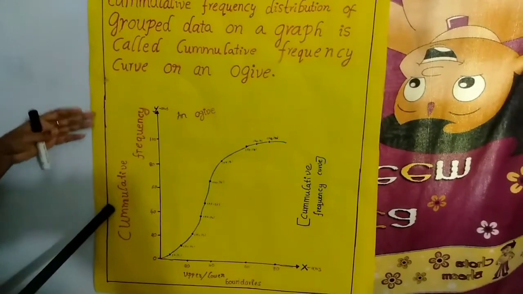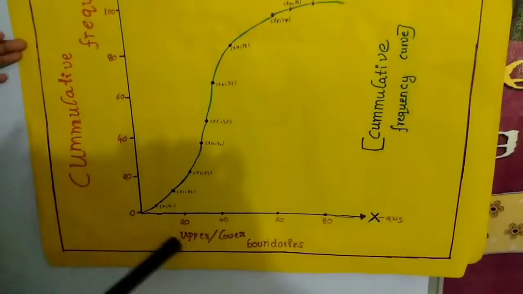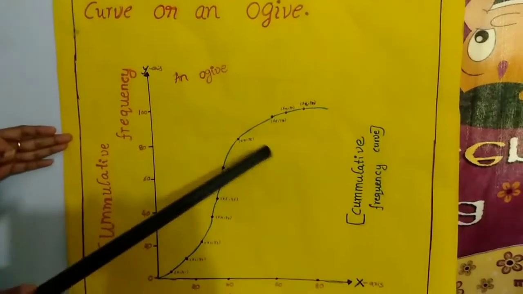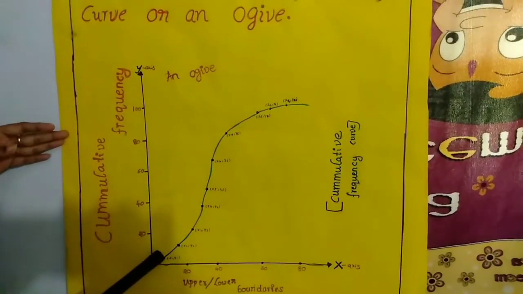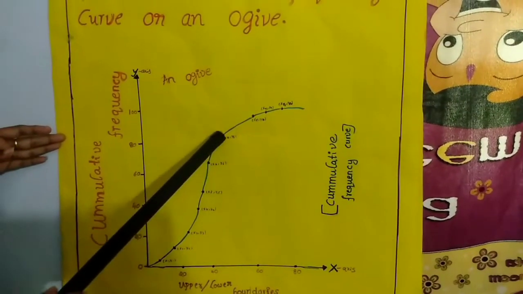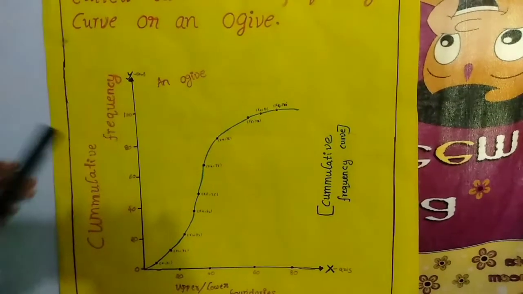In this cumulative frequency curve, you take the upper boundaries on the x-axis and their respective cumulative frequencies on the y-axis. Take a convenient scale and plot the points like this, and draw a smooth freehand curve like this. It is in the shape of an elongated S. This is called the cumulative frequency curve.